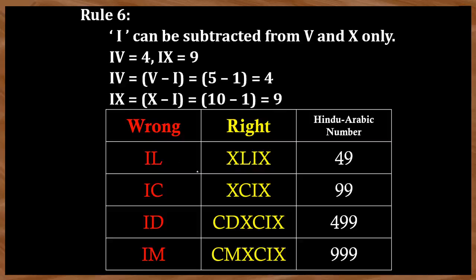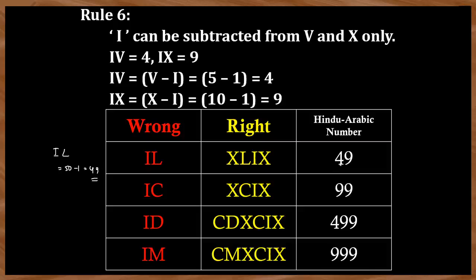Some of you, if you want to write 49, may write IL like this. I am subtracting 1 from the 50, which is 50 minus 1, 49. So this is the wrong method. You could not subtract 1 from the 50, 100, 500 and 1000, except from 5 and 10. You should not subtract from any other number. These are the 50s, these are the hundreds, these are the 500, this is thousands. You should not subtract from this. 1 can be subtracted from up to 10 only. So more than 10, you cannot subtract.